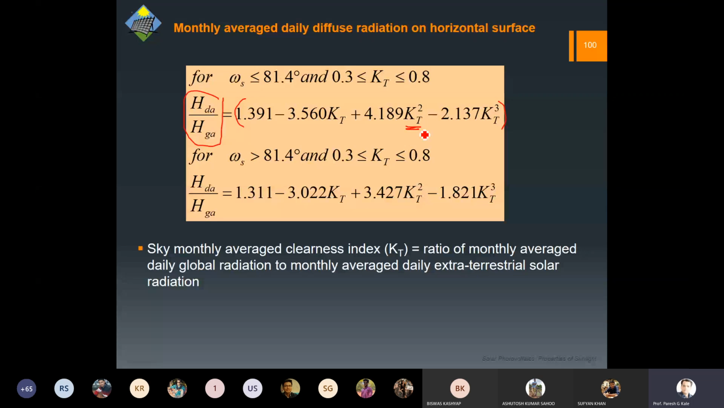So this is taken into account using this index called Sky Monthly Average Clearness Index. This will be the ratio of monthly average global radiation to the monthly average daily extraterrestrial radiation. So this KT you can get again from certain observations, and this depends on the value of omega as well. For particular values of omega higher than 81, the equation changes, and below that the equation can be different, the factor remains the same. So based on this empirical formula, you can also find out the diffuse radiation.